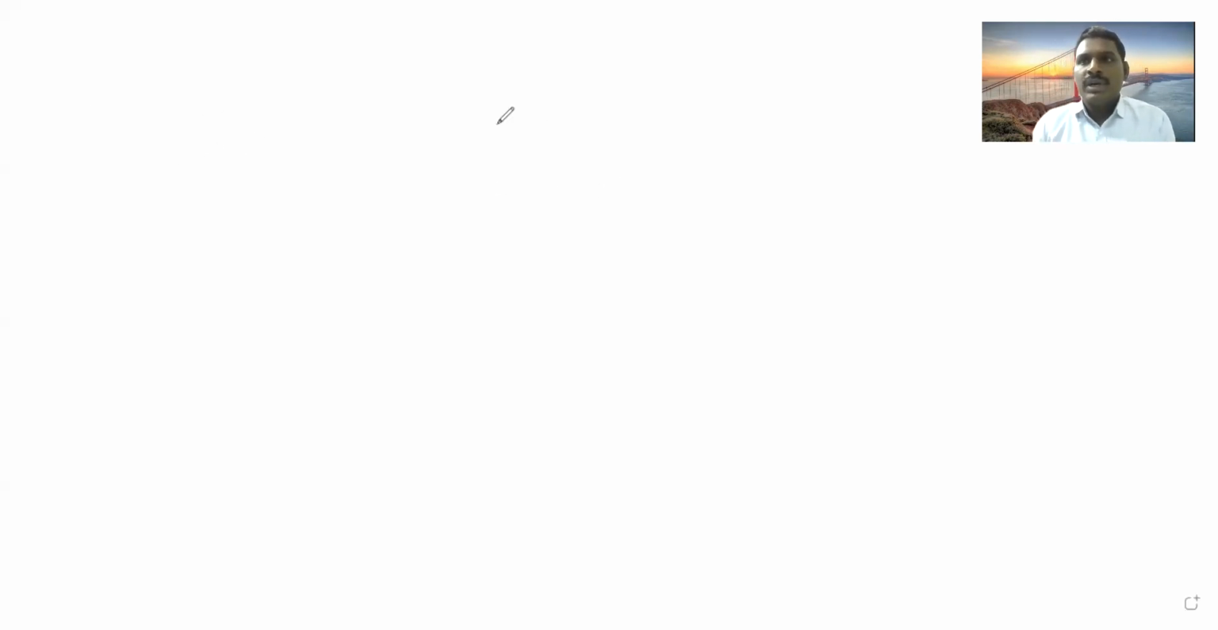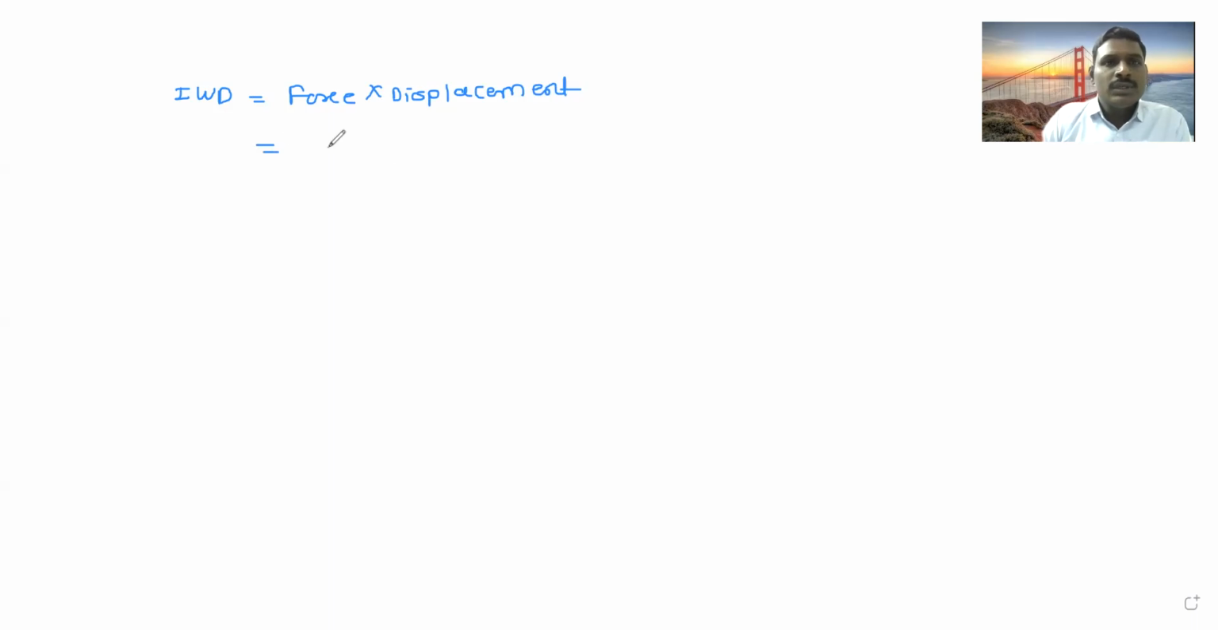So we are with the beam mechanism. We are calculating the external work done. External work done is equal to force into displacement. So this force here is MP. How many MPs are there? 4 MPs are there.